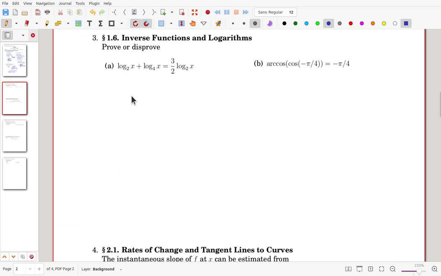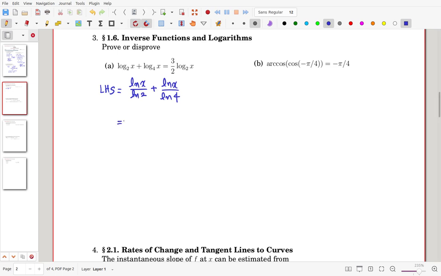Prove or disprove. By using the change of base formula, we can deal with this problem. The left hand side is the same as natural logarithm x over natural logarithm of 2 plus natural logarithm x over natural logarithm 4.